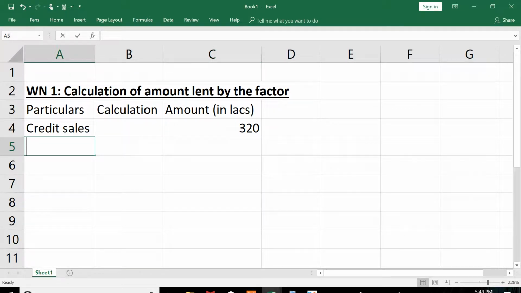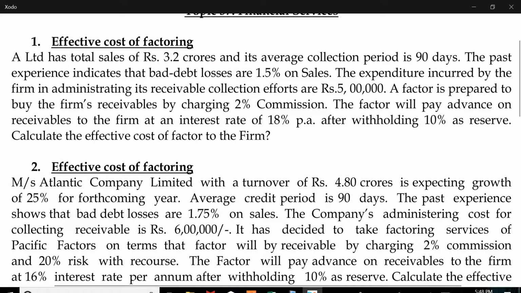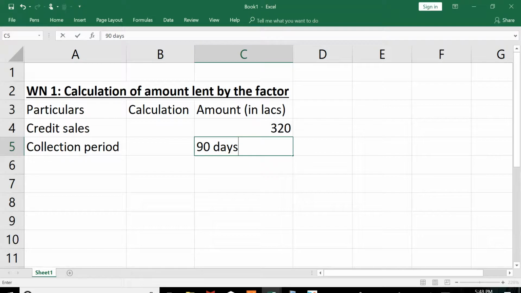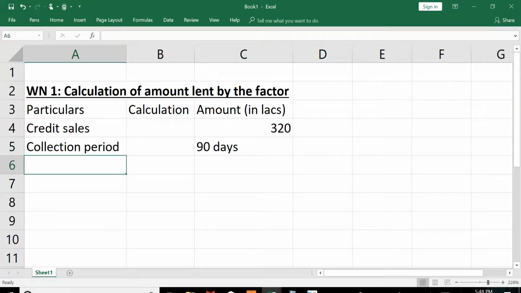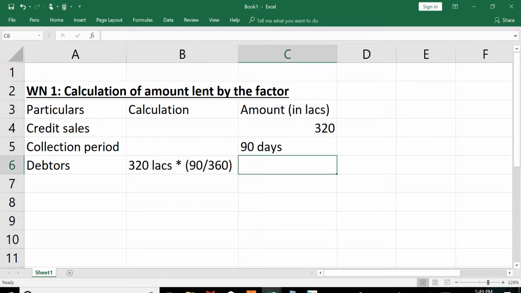Then after credit sales, you will capture something called collection period. What's the collection period they are talking about? 90 days. Credit sales 320, collection period 90 days. You will get something called debtors. Now the calculation is 320 lakhs into 90 by 360. I assume 360 and do it. You can write a note saying it is assumed that there are 360 days in a year. 320 lakhs into 90 divided by 360.